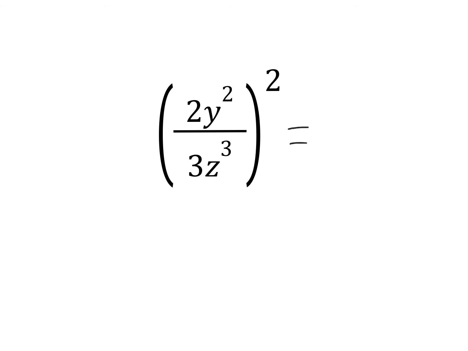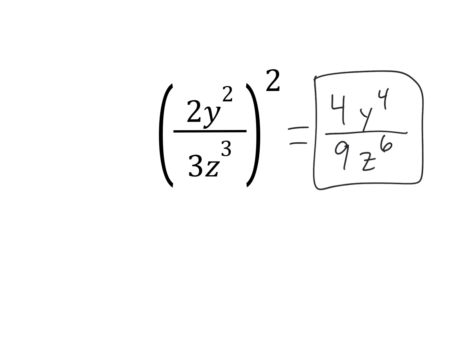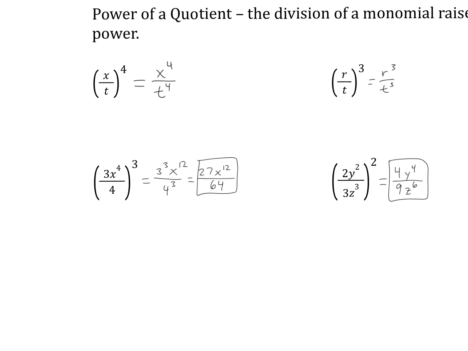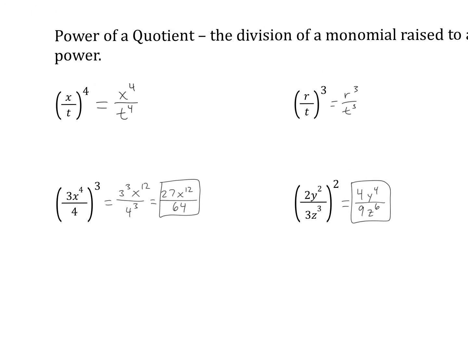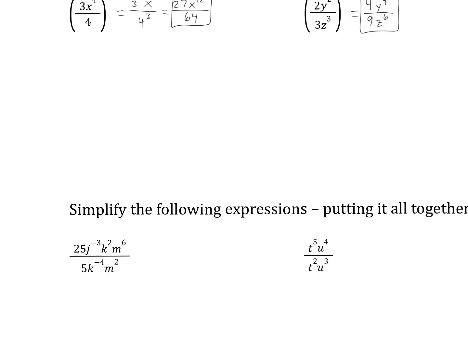Okay, again, we'll take 2 to the 2nd power, which we know is 2 squared or 4. Y to the 2nd is y to the 2 times 2, which is y to the 4th, divided by 3 to the second power, which is 9, and then z to the third to the second, so z to the 3 times 2, which is z to the 6th. Okay, so that's if we have a quotient and we're taking it to a power, you just raise the numerator and the denominator to that power.